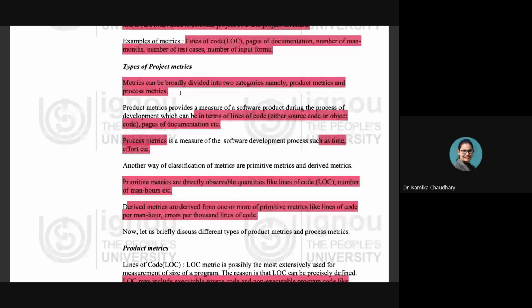So in this case, the metrics have been discussed. Metrics are basically the tools for the measurement of the software product. Then we have divided the metrics into two parts, product metric and process metric. And there is another way of classifying the metrics, which is primitive metrics and derived metrics. Is it clear?